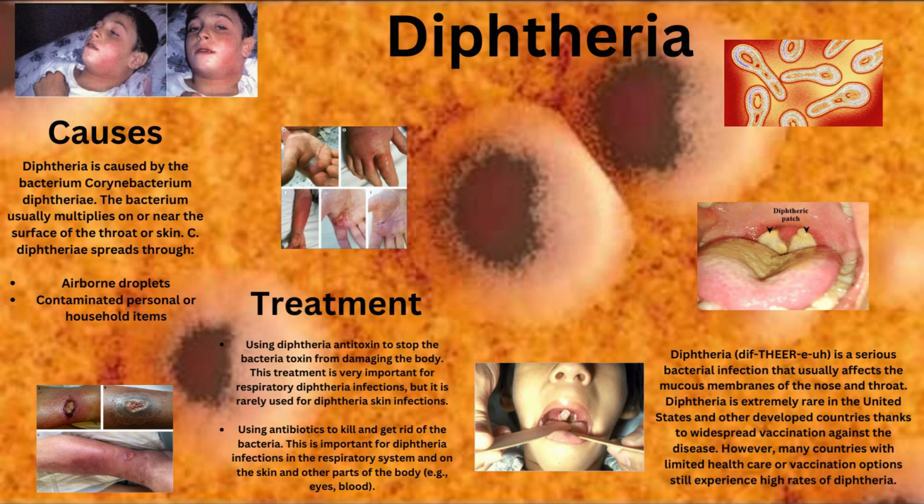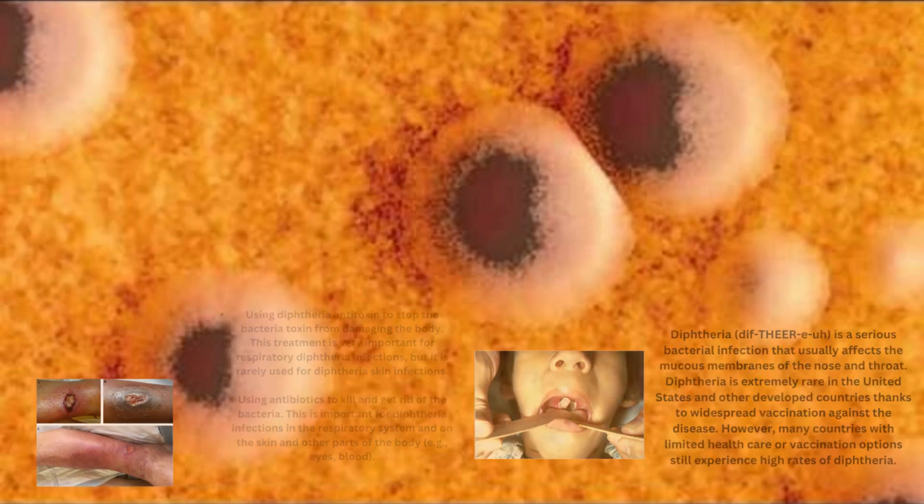Causes. Diphtheria is caused by the bacterium Corynebacterium diphtheriae. The bacterium usually multiplies on or near the surface of the throat or skin. Diphtheria spreads through airborne droplets and contaminated personal or household items. Treatment. Using diphtheria antitoxin to stop the bacteria's toxin from damaging the body. This treatment is very important for respiratory diphtheria infection, but it is rarely used for diphtheria skin infections.